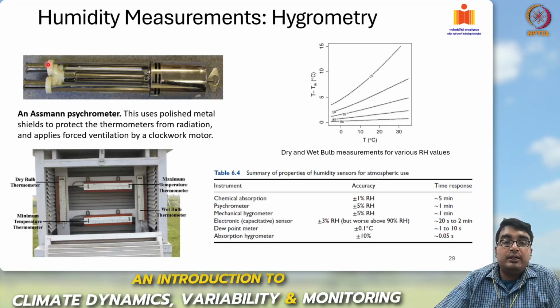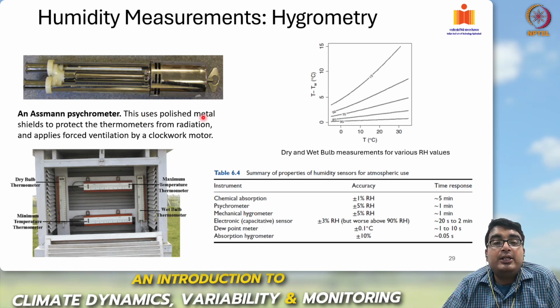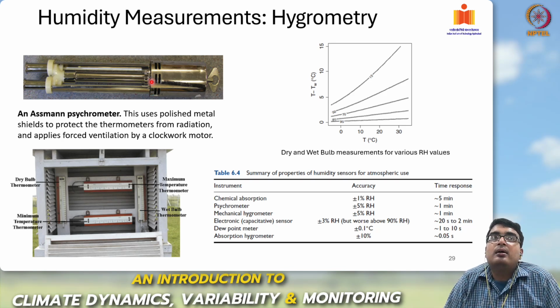So one common type of psychrometer that is used is called the Assmann psychrometer. A picture has been shown here. This uses polished metal shields to protect the thermometers from radiation. We have two thermometers here, a wet bulb and a dry bulb thermometer, and it applies forced ventilation by a clockwork motor. There is a clockwork motor working here, which allows air circulation inside to reduce the radiation correction.